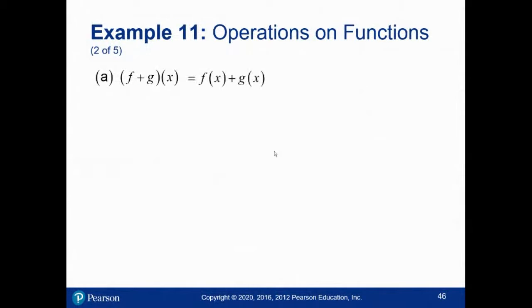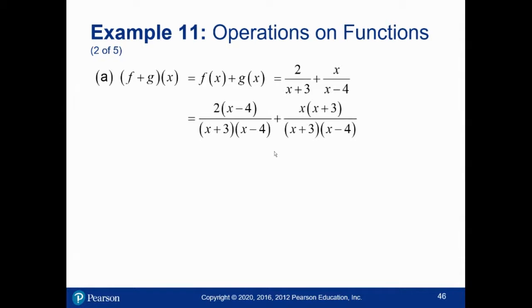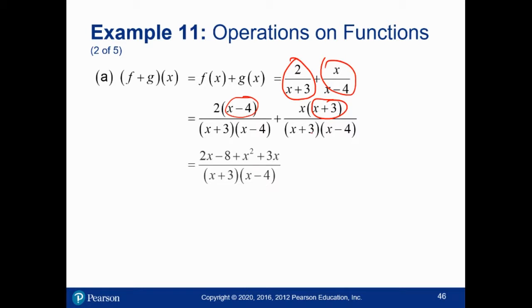What's f plus g of x? By definition, remember it's f of x plus g of x. There's f of x plus g of x. They were given on the previous slide. If we give them a common denominator, it'll be x plus 3 times x minus 4. So this first term gained in x minus 4. This second term gained in x plus 3. Now I have a common denominator, so I can just distribute this out as 2x minus 8 and add to it x squared plus 3x, which simplifies as following.